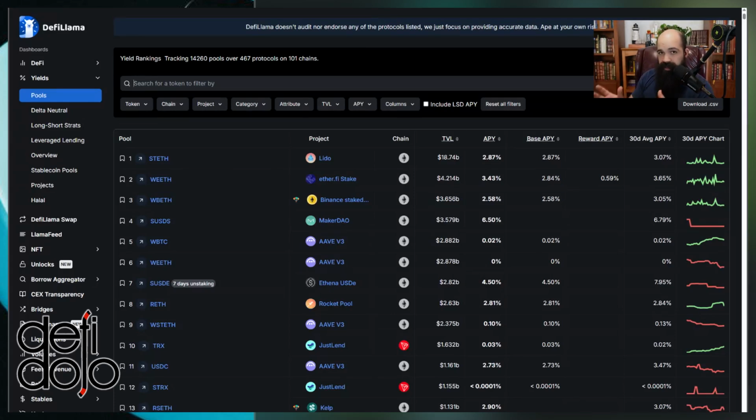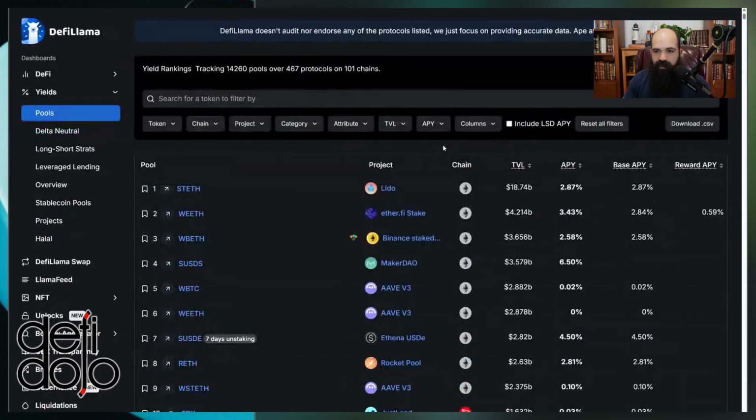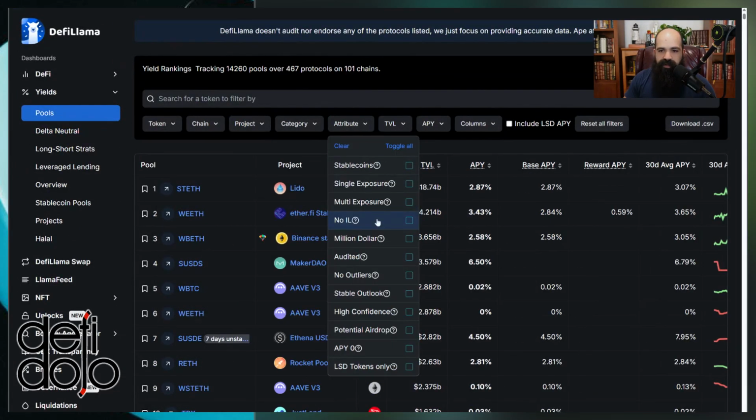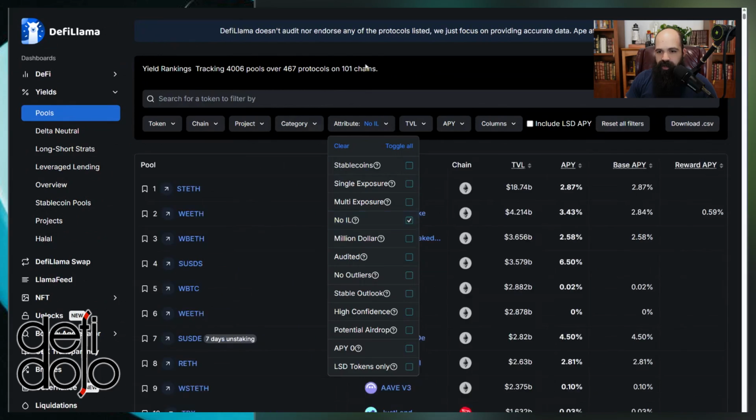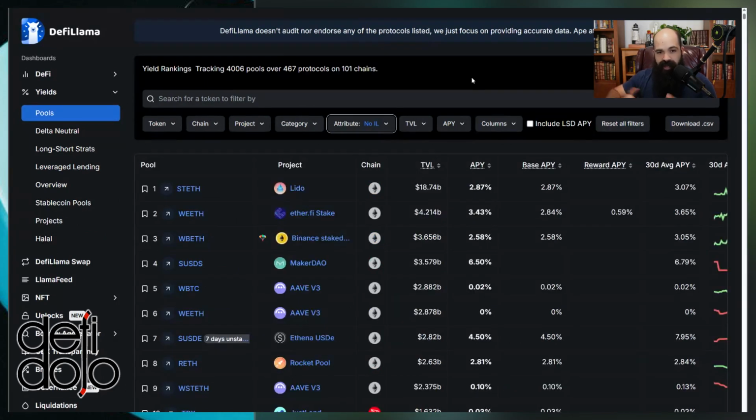Now, typically, again, I like Delta 1 or no mixed Delta exposure. So if we go to DeFi Llama, I'm looking for attributes and then no IL. Now, if you click on no IL, what that means is you're not going to have volatile pairs. So no ETH-USDC, no ETH-LINK, no altcoin-USDC pairs. You're just going to have whatever asset you want to be exposed to. Ironically, this is all assets, but you're mostly seeing ETH here.